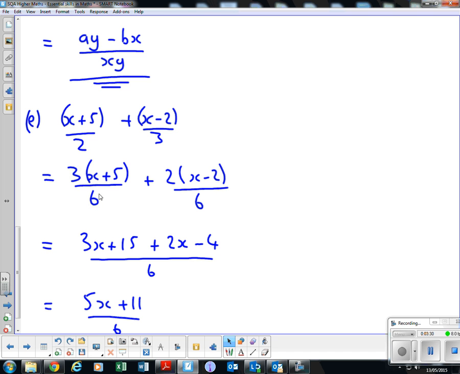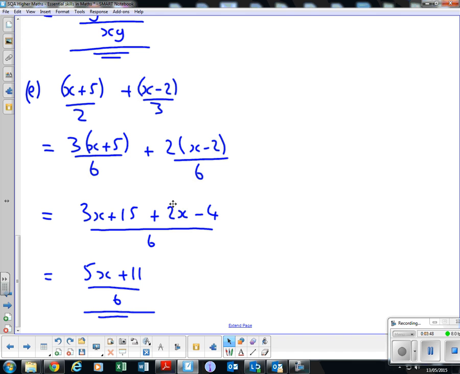So I need to multiply the top and bottom of this fraction by 3, the top and bottom of this fraction by 2. So I have a common denominator of 6. I'm just going to multiply out the terms on the top. So 3x plus 15, 2x subtract 4. I'm just going to tidy up. So 3x add 2x is 5x. 15 subtract 4 is 11, all over 6.